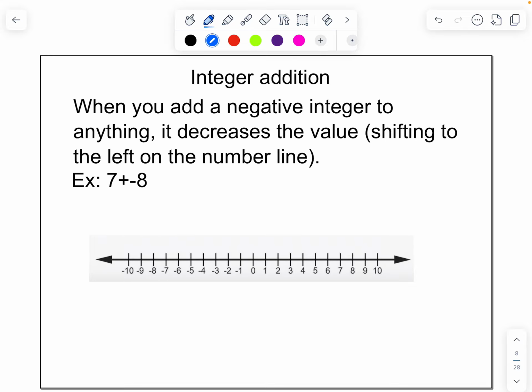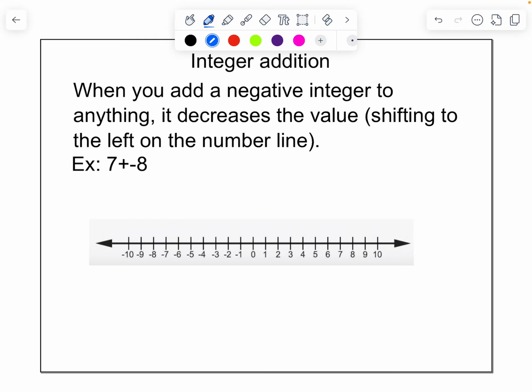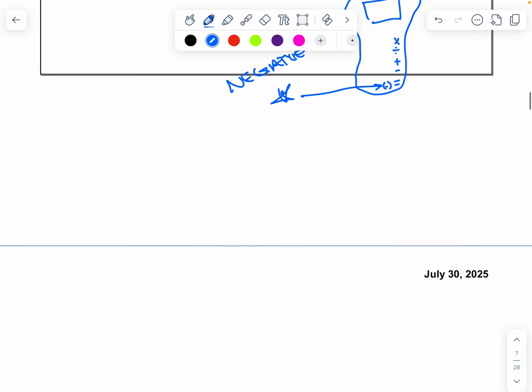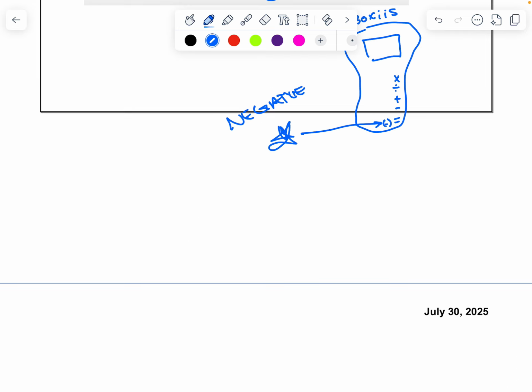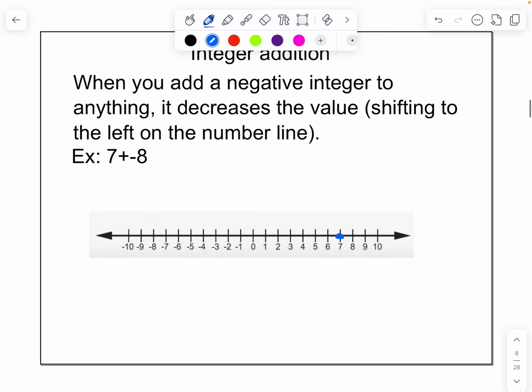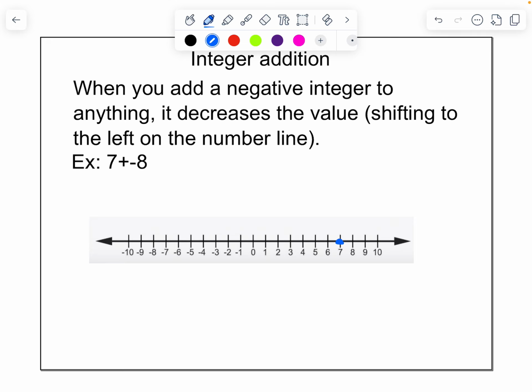7 plus negative 8. The same thing on the calculator. We're going to say on the calculator 7 plus, hit the negative sign. Remember that's this sign here. Negative 8. If we're adding a negative number, it's actually going to decrease the value. So 7, we're not going to increase by 8. We're going to decrease 7 plus negative 1, 2, 3, 4, 5, 6, 7, 8. And we should end up here at negative 1. Verify that on the calculator.